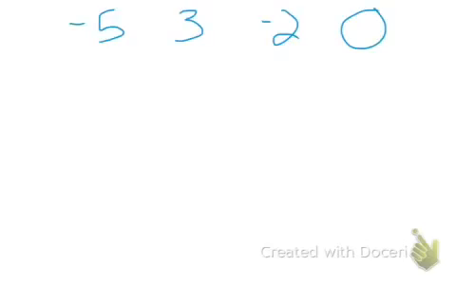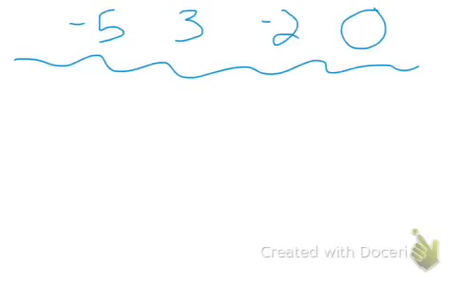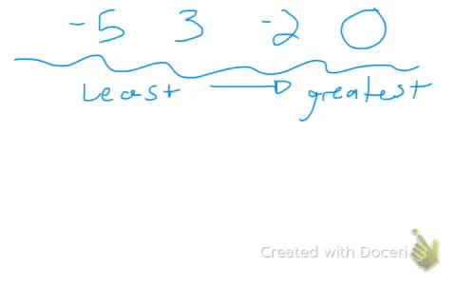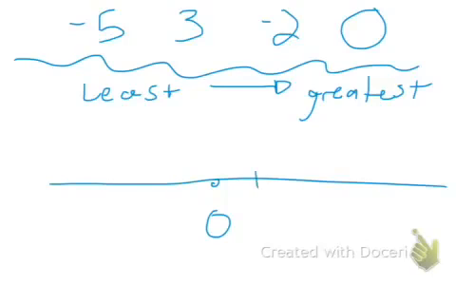Now, what we are going to learn this time is how to order integers. So, we're going to take these 4 integers, negative 5, 3, negative 2, and 0, and we're going to put them in order from least to greatest. I'm going to show you one way to do it, and then I'm going to show you a couple ways you can think about it to help you out. So, what we can do is we can start with a number line. Number lines always work to figure out what's bigger, what's smaller.